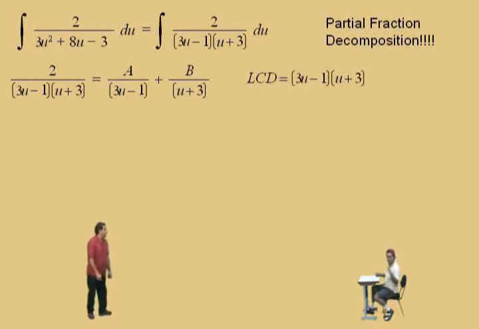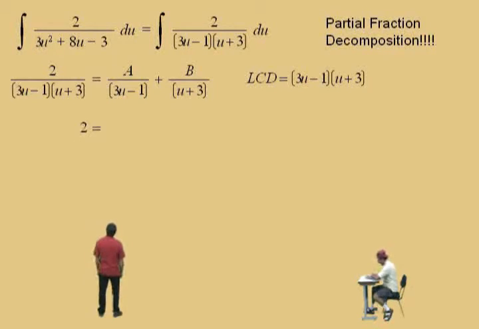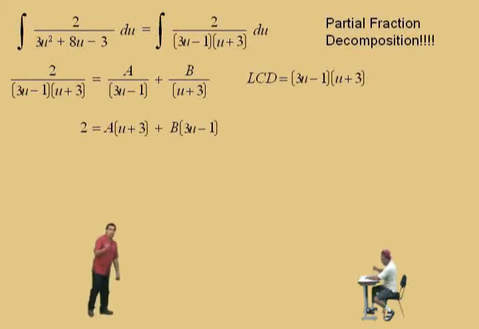Very nice. So when we multiply both sides, what do we get on the left-hand side, Charlie? 2. 2, that's right. And then we have A times what? U plus 3. Very nice, Charlie. And finally, we have B times? 3u minus 1. Very nice. Okay, here we go, Charlie. Now, we have to solve for A and B.